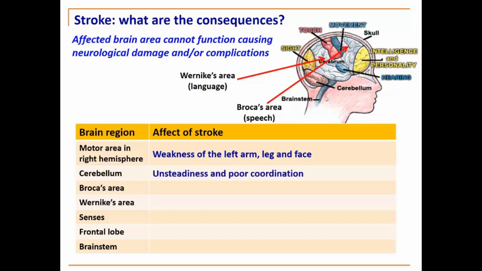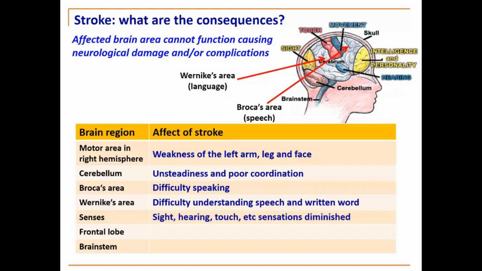Cerebellum. Cerebellum is all about coordinated, smooth movements. So if you affect cerebellum, you get unsteadiness, poor coordination. Broca's area is all about speech, so you may have difficulty speaking. Wernicke's is about understanding language, so you'll have difficulty understanding speech and the written word, so understanding language.